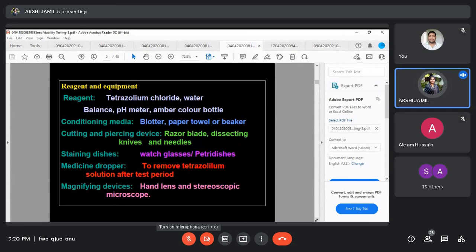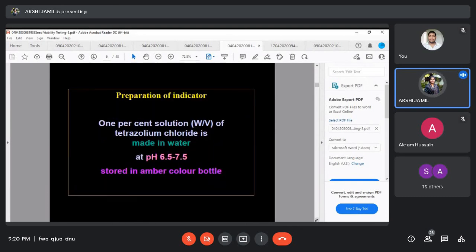so the reagent required is tetrazolium chloride, water, balance, pH meter and amber colored bottle. Conditioning media: blotter, paper towel or beaker. Then cutting and piercing device: razor blade, dissecting knives and needles, staining dishes, watch glass, petri plates. Then droppers to remove tetrazolium solution after the test period, and magnifying glass or hand lens or stereo microscope.